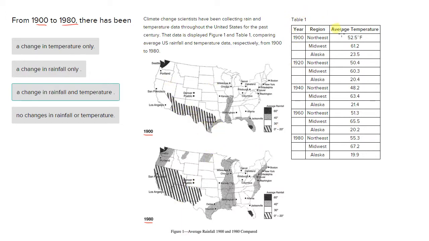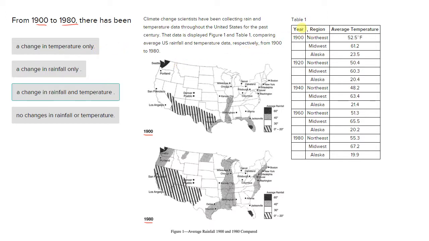This table 1 also just shows the average temperature for each of these years, in 20-year intervals from 1900 to 1980, in the Northeast, the Midwest, and Alaska. So as we always do with these questions, we're going to go through the answer choices one by one and see what makes sense. So answer choice A is a change in temperature only.